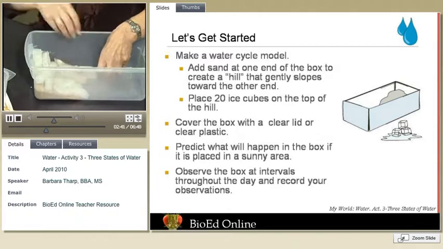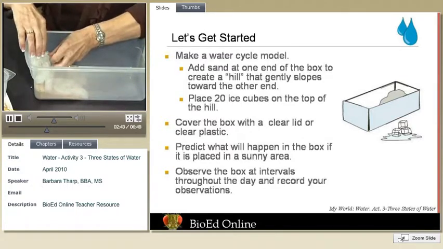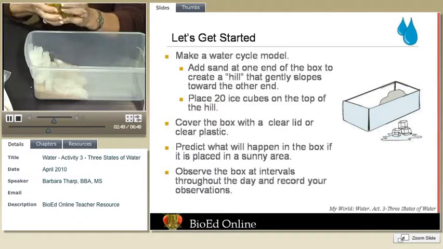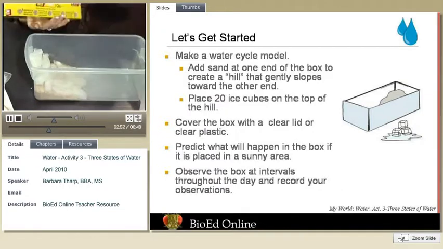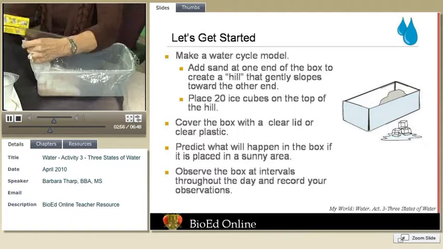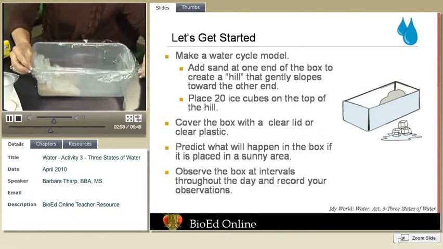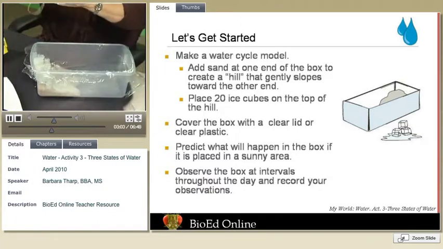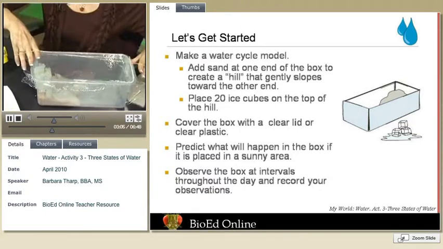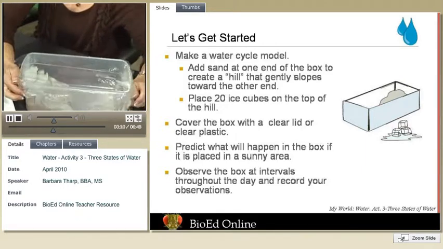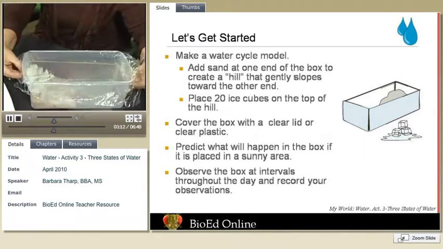Now to make a closed system, we have to have some kind of a lid. The best way to do that is to use plastic wrap. With the plastic wrap, you want to cover your shoebox so that you have a closed system, just like the Earth is a closed system. Then you want to tighten it up. And you've got a closed system.